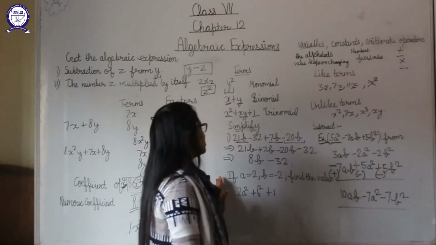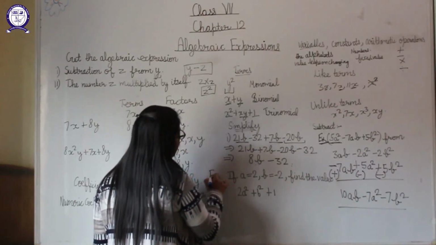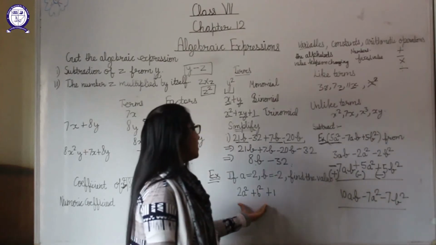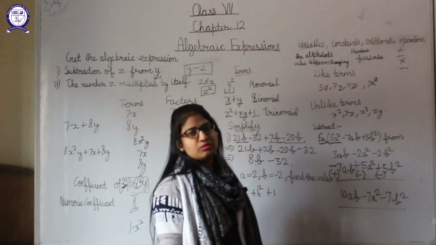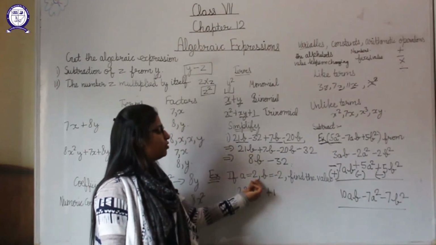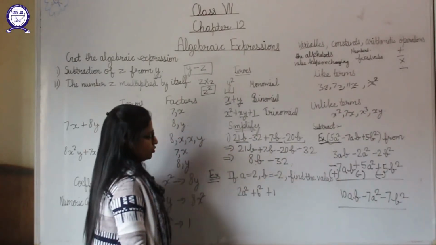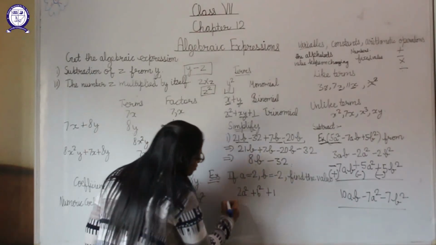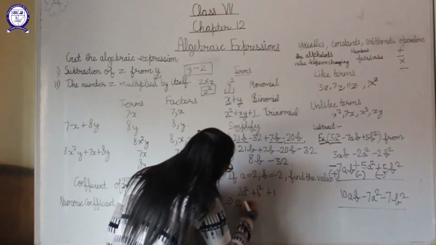Okay, now students, last question is this one. If a is equal to 2 and b is equal to minus 2, we have to find the value of 2a square plus b square plus 1. So what we need to do in these kinds of questions, students, is replace a with 2 and replace b with minus 2. That's all we have to do, because the values are given that a is equal to 2 and b is minus 2.